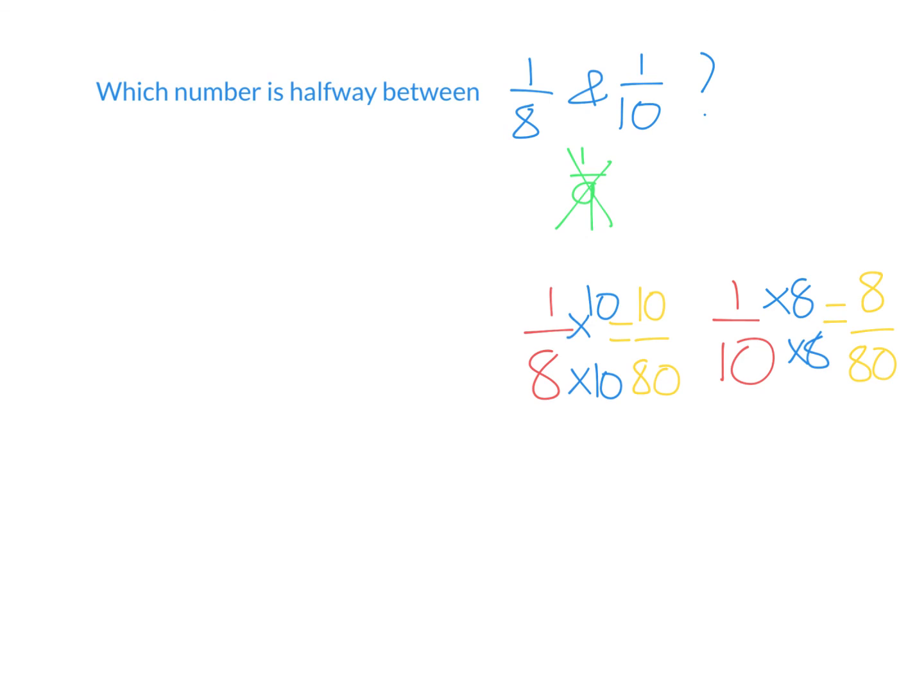So the number that's halfway between them, now that they have the same denominator, that's really simple. Halfway between 10 over 80 and 8 over 80 is going to be 9 over 80. And 9 over 80 is a little bit more than 1 over 9. And that's our answer.